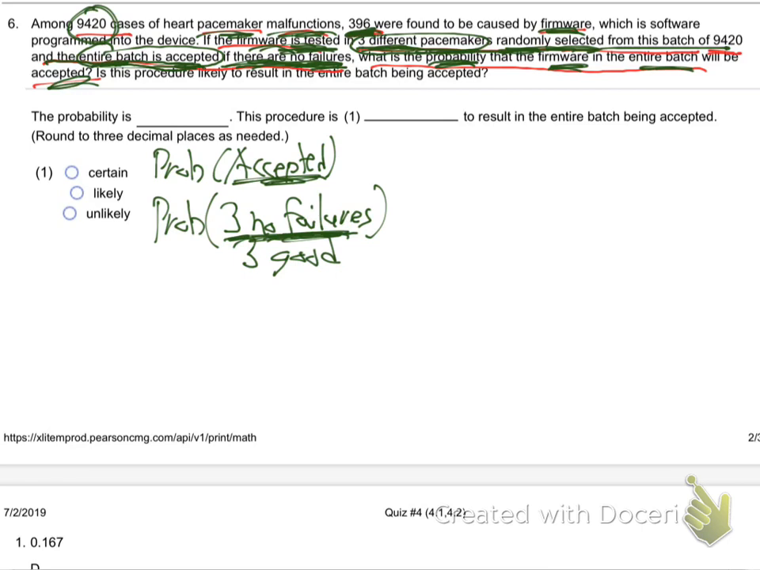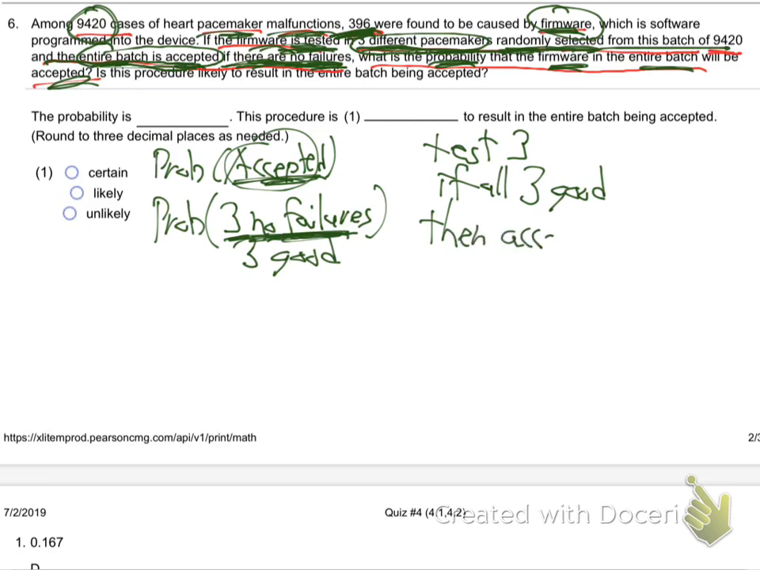Well, what's the probability of that? That would be crazy, wouldn't it? We would not want them to accept the whole batch because we know that this is a bad batch. It's got 396 pacemakers that are bad because of their firmware. We're just testing the firmware, not other things. So we don't want that to happen. What's the chance that this whole batch is going to be accepted with this kind of quality control plan? Test 3. If all 3 are good, then accept the whole batch. That's the plan. Is that a good plan?